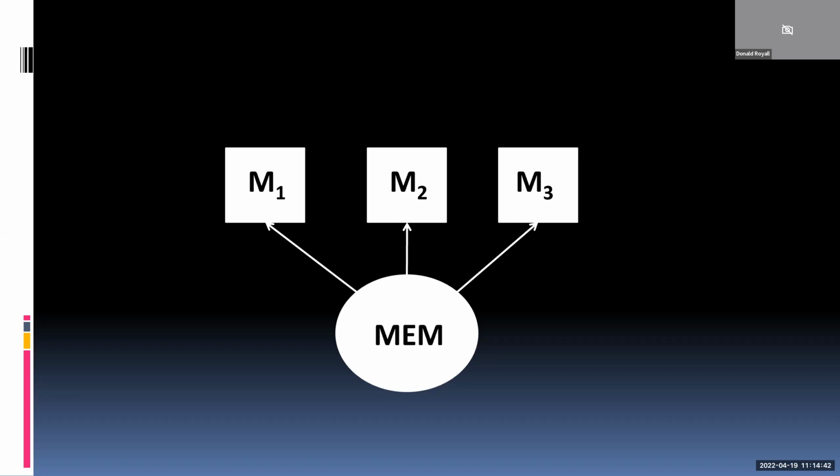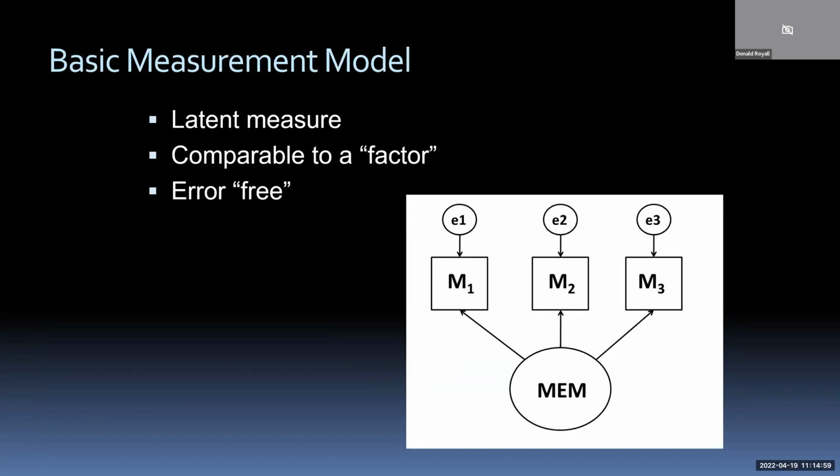And so each test has a residual amount of variance, which is not explained by memory. And in this model here, they're represented as latent error terms. So they're circles as well. So this is a basic measurement model represented in a structural format.